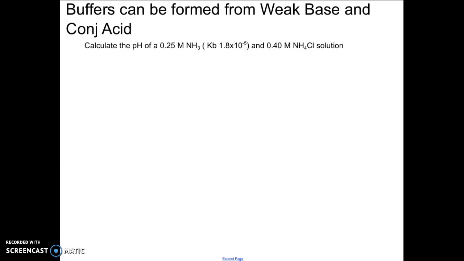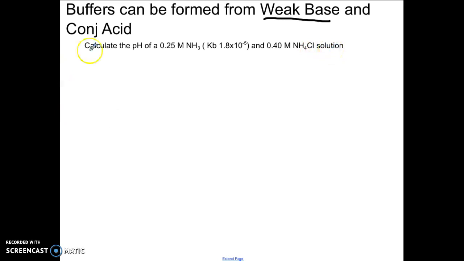All right. The next one that I want to show you is that we can calculate buffers when we're talking about weak bases. Let me get to a different color. So when we're talking about weak bases and calculating the pH, now it's asking me to calculate the pH of a 0.25 molar NH3. I'm giving you the Kb and the concentration of the ammonium chloride solution.